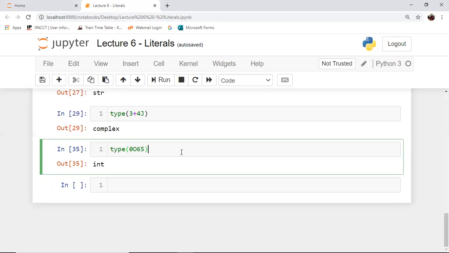There are also composite literals in Python like lists, dictionaries, sets, tuples. We will take them up when we discuss the built-in data structures of Python.